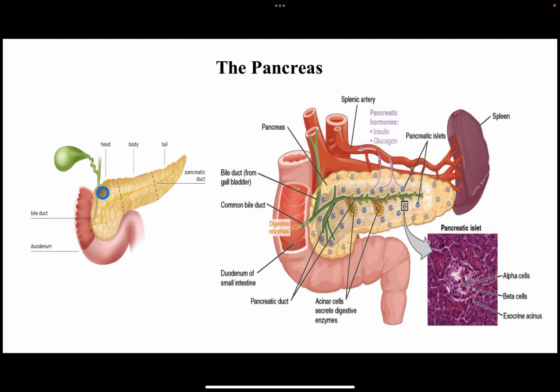So the pancreas basically has 4 parts. We have the head, the neck, the body, and the tail. The portion of the pancreas that sits in the duodenum is referred to as the head, the broader portion is referred to as the body, and we have the neck region over here. Then we have the tail.